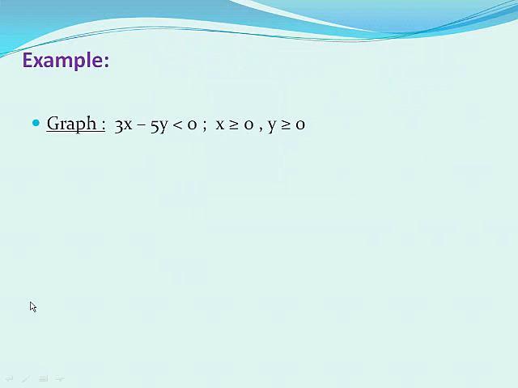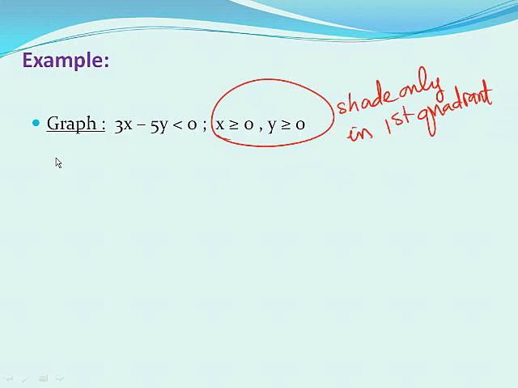Example: graph the inequality 3x minus 5y less than 0 with the conditions x greater than or equal to 0 and y greater than or equal to 0. These two conditions mean we only shade in the first quadrant. The boundary line is 3x minus 5y equal to 0.